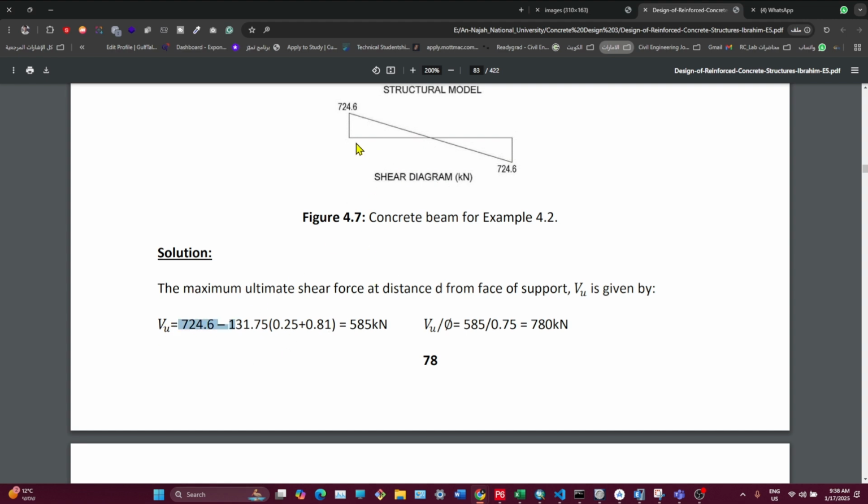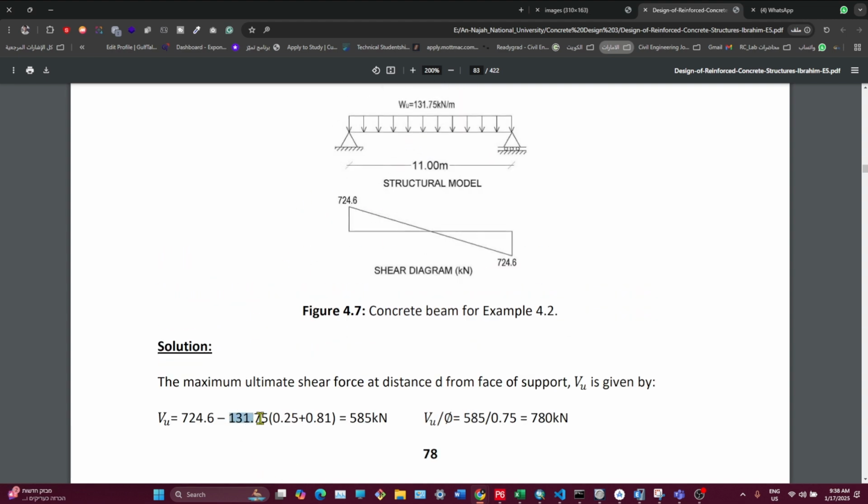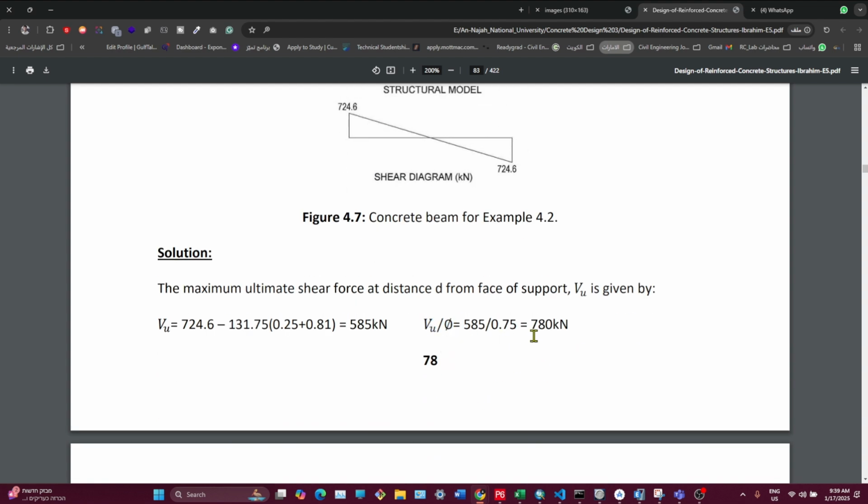And again, the same concept. V ultimate would be the larger value, okay, minus the W ultimate, 131.7, times the shift. We need to shift by half of the support, which is half of the width of the support, in this case this column or this column, plus the D distance, right? Yeah. Now, we need to compute V ultimate over phi, which is 780, because this is the ultimate, and this is the reduction factor.